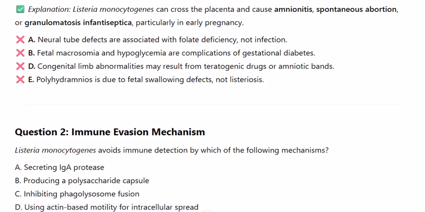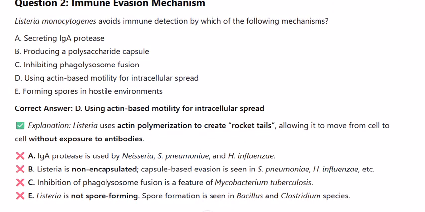Question 2. Immune evasion mechanism. Listeria monocytogenes avoids immune detection by which of the following mechanisms? A. Secreting IgA protease. B. Producing a polysaccharide capsule. C. Inhibiting phagolysosome fusion. D. Using actin-based motility for intracellular spread. E. Forming spores in hostile environments.